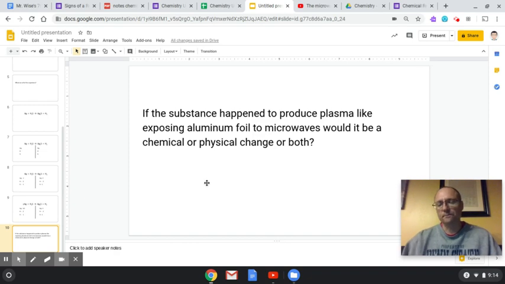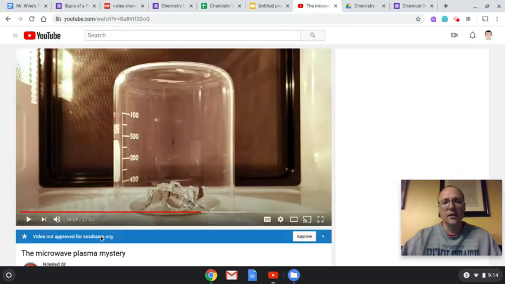Okay, here's a question. If the substance happened to produce a plasma-like exposing aluminum foil to microwaves, would it be a chemical or physical change, or both? Well, it's a great question. I found this little video here. And so what they have is inside this microwave, and oh, by the way, don't try this at home. But they got a little bit of aluminum foil here, and it's inside the microwave. And let's just play it here.